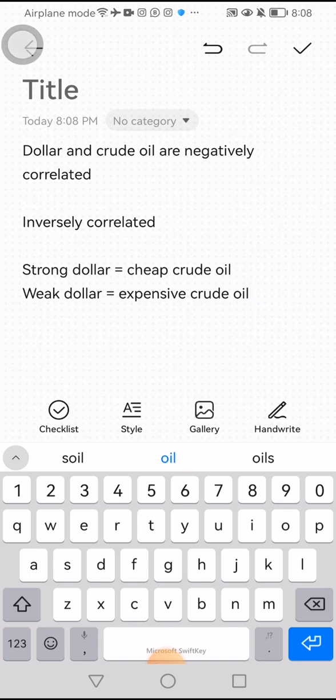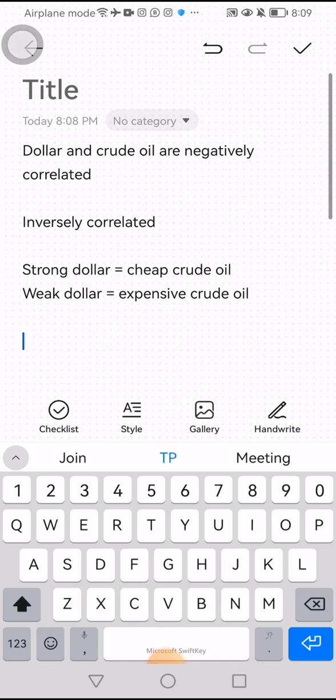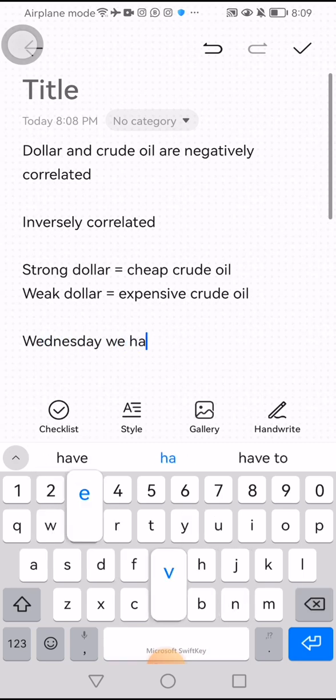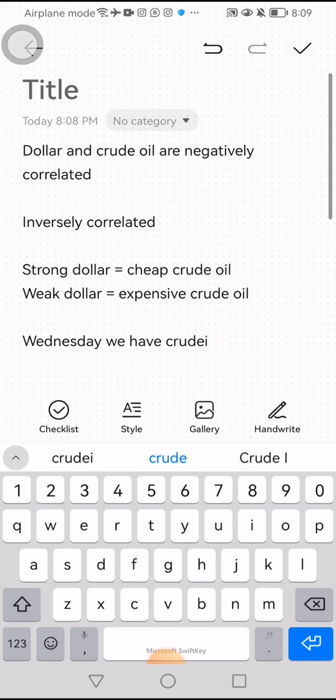What you need to know is that every Wednesday we have crude oil inventory news, data, inventories. Every Wednesday around 4 p.m., 5-ish. Right now, since we are currently using the summertime in Europe, the news happens at 4 p.m. Crude oil inventories, right?